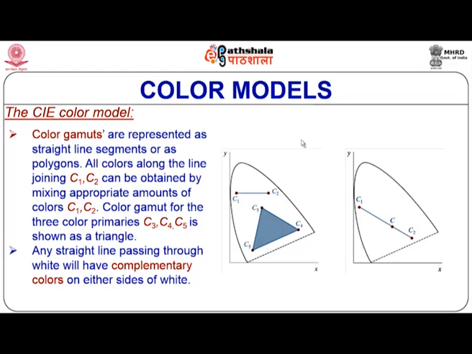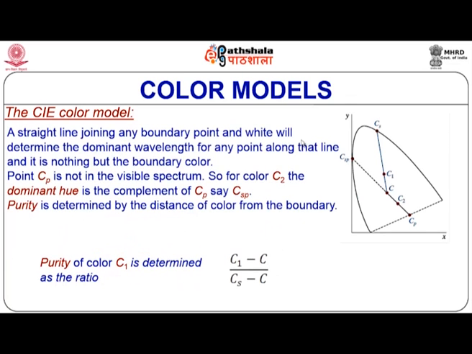So what are complementary colors? Complementary colors are colors that when combined produce white. Take any 2 colors and connect them with a straight line. If the straight line passes through the center, the white color, we say those 2 colors are complementary colors. So any 2 colors that produce white when combined are called complementary colors.